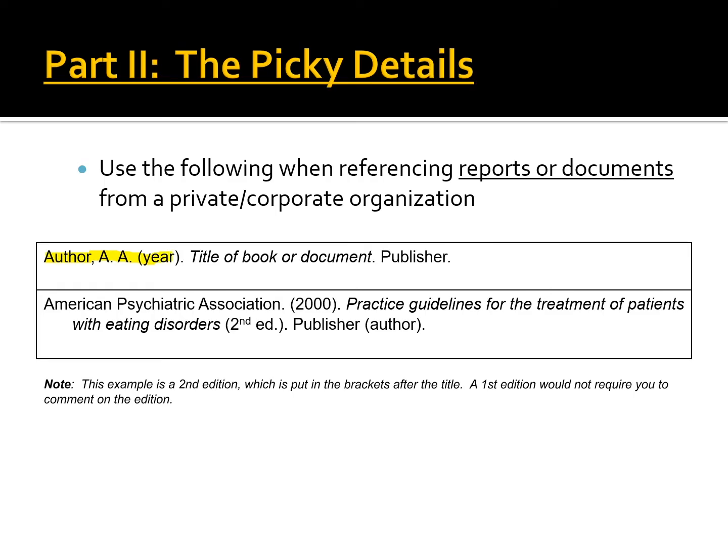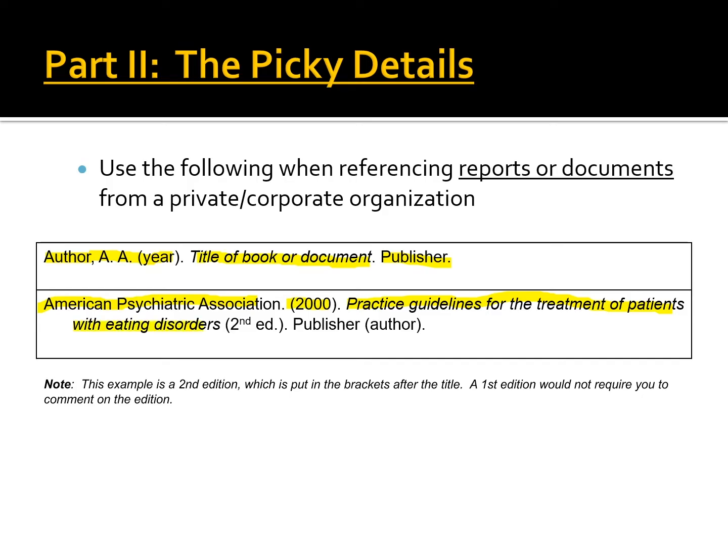All right, what if you're referencing reports or documents or something along those lines from a private organization or from a corporation? So here we have, again, the same format with the author's surname, initials, and year, the title of the book or the document or the report or whatever it is. Notice it's italicized and it is in sentence case, and then the publisher. So I've gotten a little fancy in the second example to show you what you would do if you were citing something from, say, the American Psychiatric Association, like, for instance, the DSM-5 or whatever.